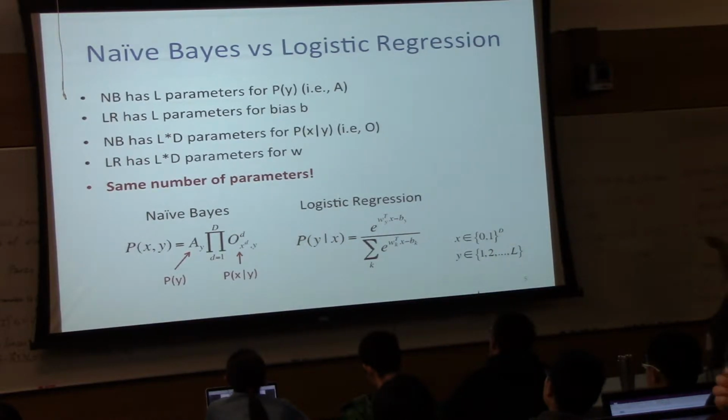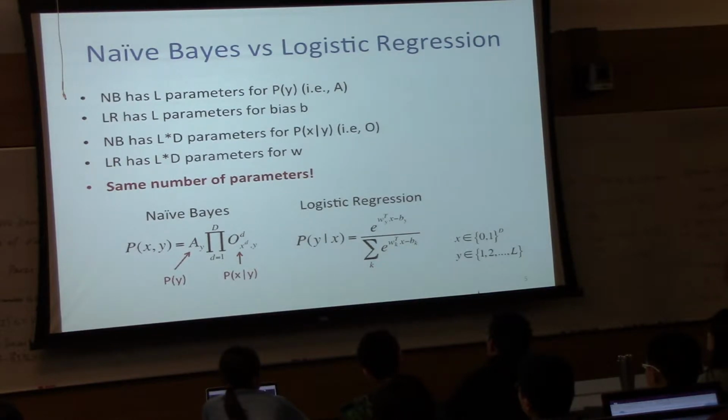These things can go up or down depending on exactly how you formulate it, but the basic idea is that they have the same order of magnitude number of parameters, so they more or less have the same model complexity. What are they trying to model? Naive Bayes uses that model complexity to model the joint distribution. Logistic regression uses the same model complexity to model only the conditional distribution.